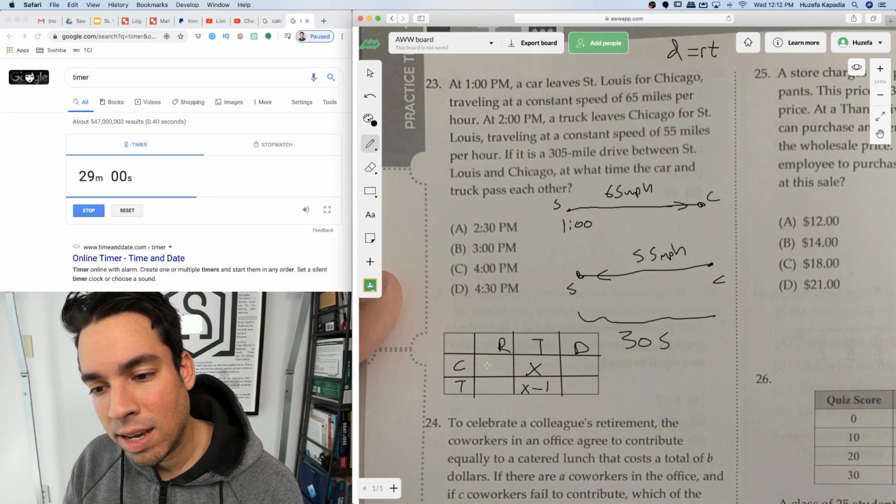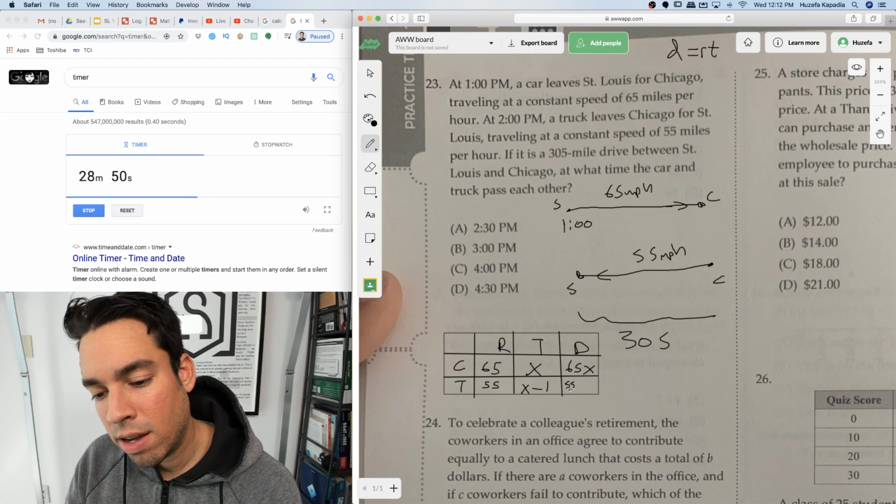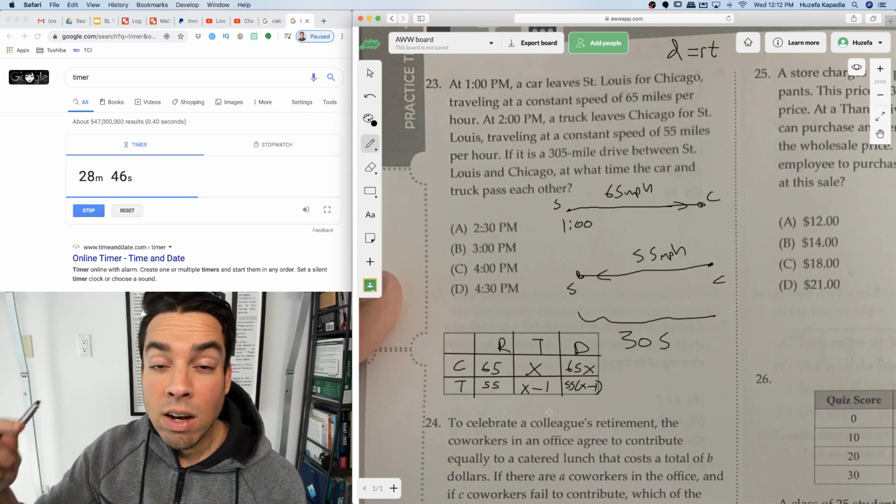The rate of this guy is 65. The rate of this guy is 55, okay? And this guy's distance is 65x. This guy's distance is 55 times (x minus 1), right? Which is multiplying rate times time equals distance. Now here's the interesting part.